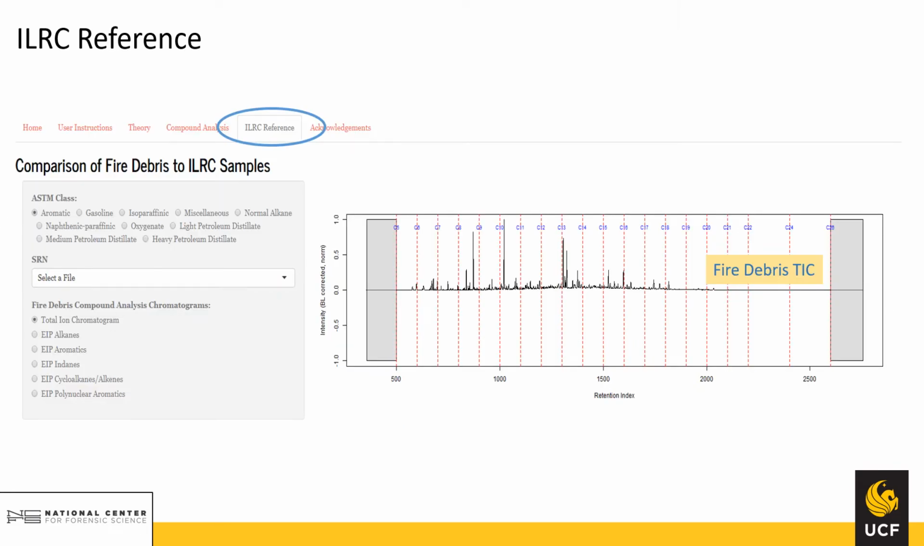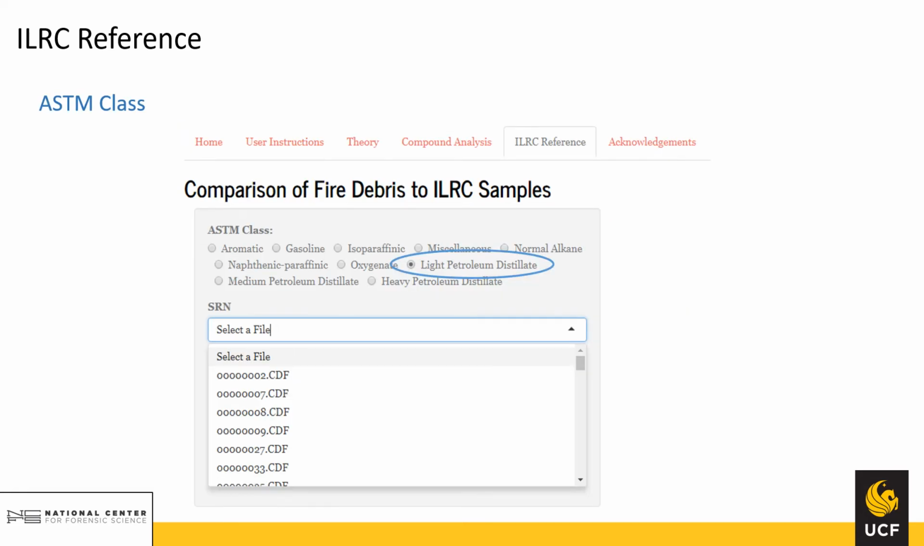Select ILRC Reference to compare the fire debris sample to an ignitable liquid in the ILRC database. I didn't find an LPD/aromatic that was comparable to the fire debris sample in the ILRC database. However, there were several comparable LPDs in the ILRC database, so I will select light petroleum distillate from the ASTM classes. Only ignitable liquids of the LPD class in the ILRC database will be available in the drop-down list. I compared the total ion chromatogram of multiple light petroleum distillates to the fire debris chromatogram.